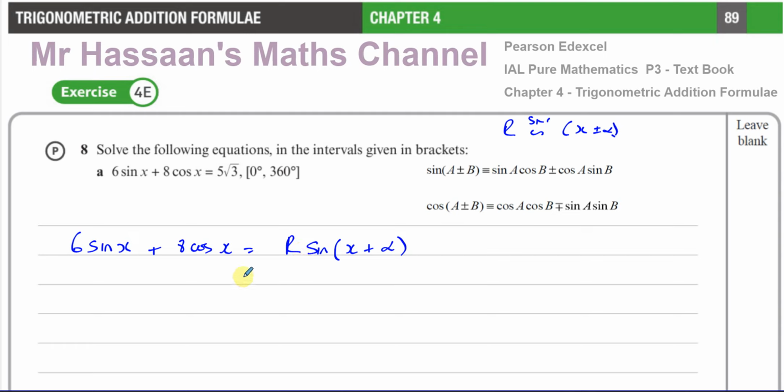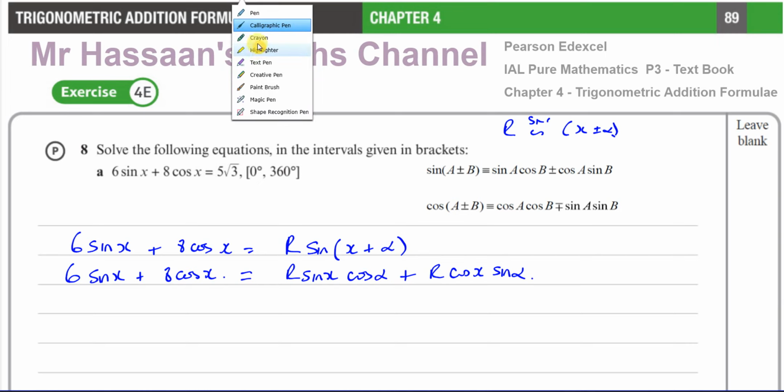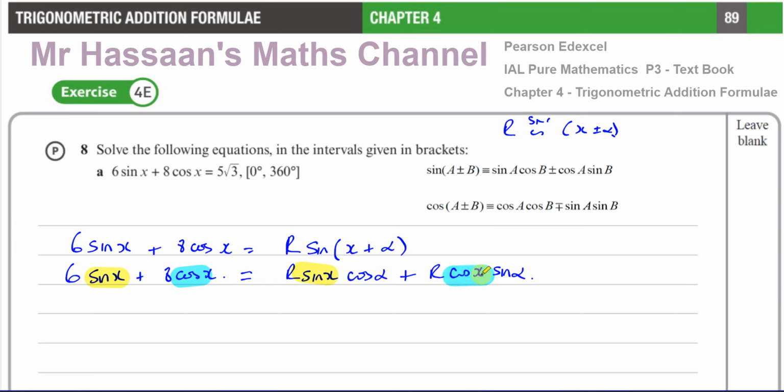Now, I'm going to write this out in its expanded form like this. So I have r sine x times cosine of alpha plus r cosine of x and sine of alpha. That's how I've written it down, just looking at this pattern. Now I'm going to compare the coefficients on both sides of this identity. I'm going to look at the coefficients of sine x, and also the coefficients of cosine x, and compare them to help us find r and alpha.